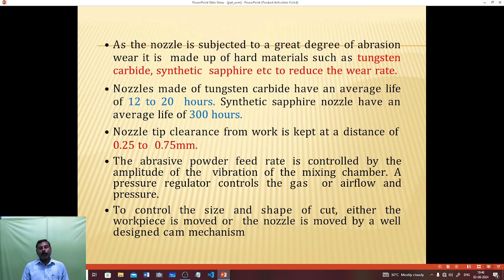The abrasive powder feed rate is controlled by the amplitude of vibration of the mixing chamber. The pressure regulator controls the gas or air flow and pressure. They control the size and shape of the cut. Either the workpiece is moved or the nozzle is moved by a well-designed cam mechanism.